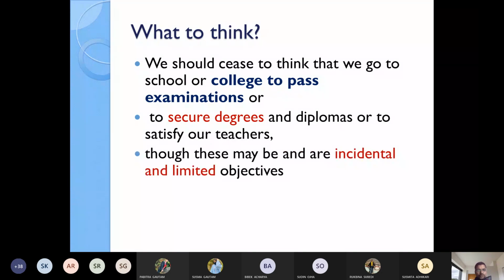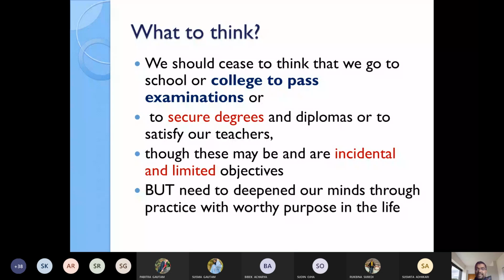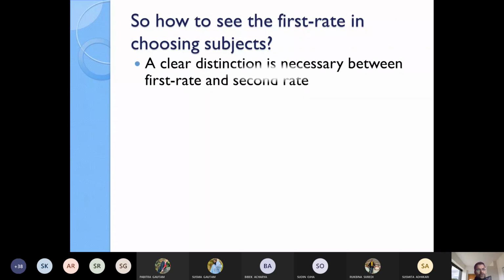We might have chosen this subject incidentally or accidentally. We have limited subjects. But what should we think? We need to be deepened, meaning we need to engage our mind through practice. Practice is very important, with a worthy purpose in the life that we need to think of. How to see the first rate in choosing subjects is discussed on pages 31 and 32. A clear distinction is necessary between first rate and second rate, meaning first choice and second choice.